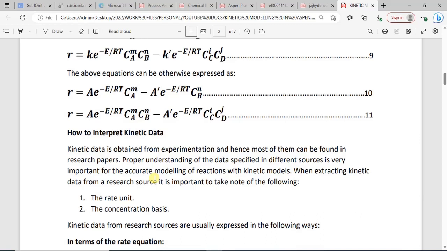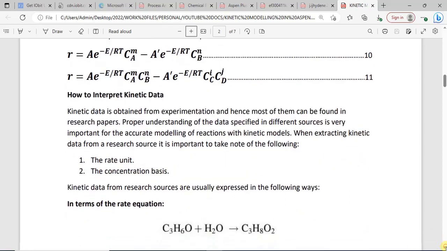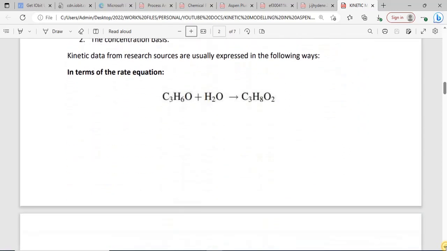Now, when extracting kinetic data from any source at all, it is important to take note of two things. There are two things that are very important that you must take note of. Number one is the rate unit, and then the concentration basis. These are two things that are very, very important. So now, it says kinetics can be expressed in the following ways.